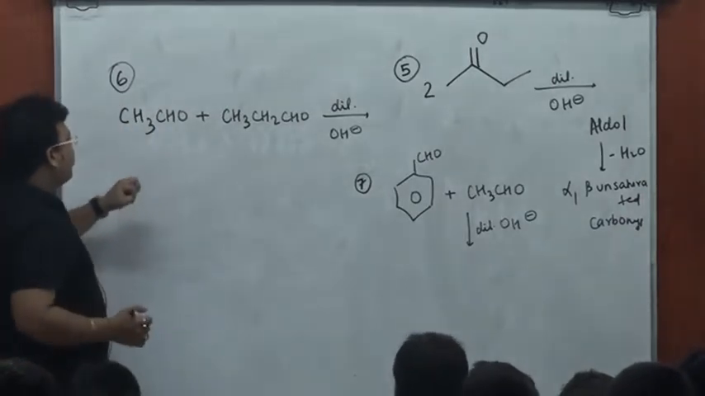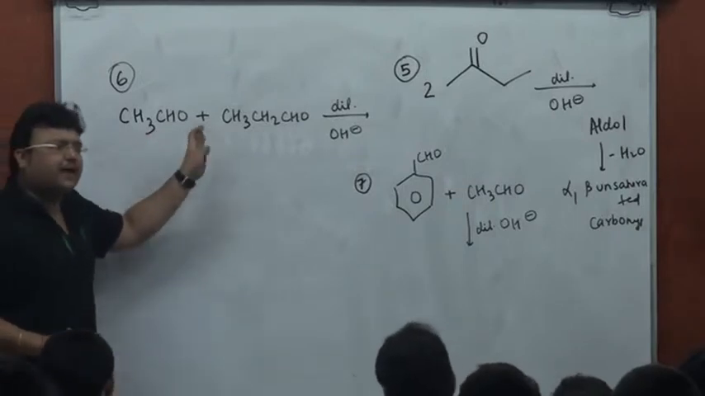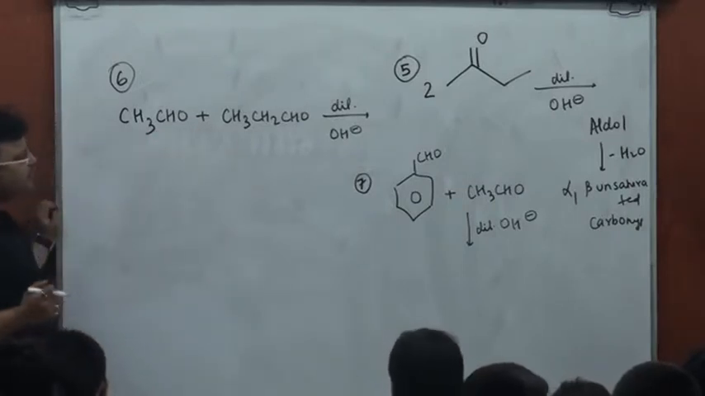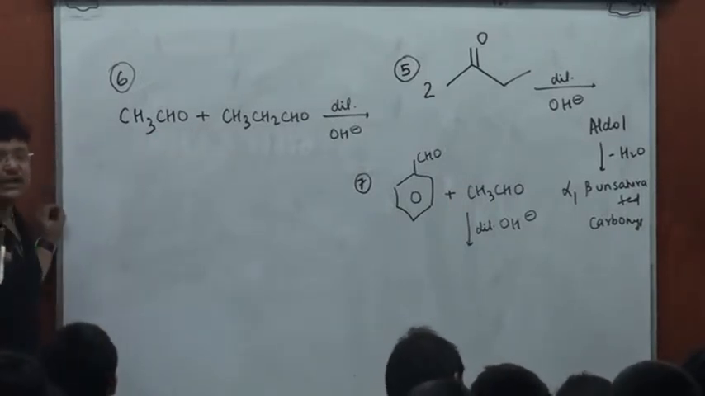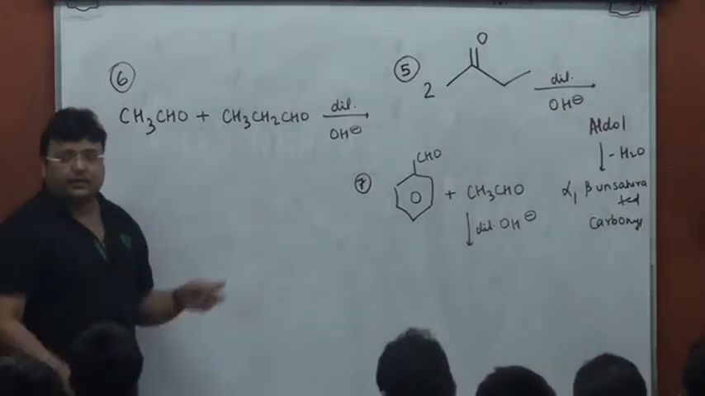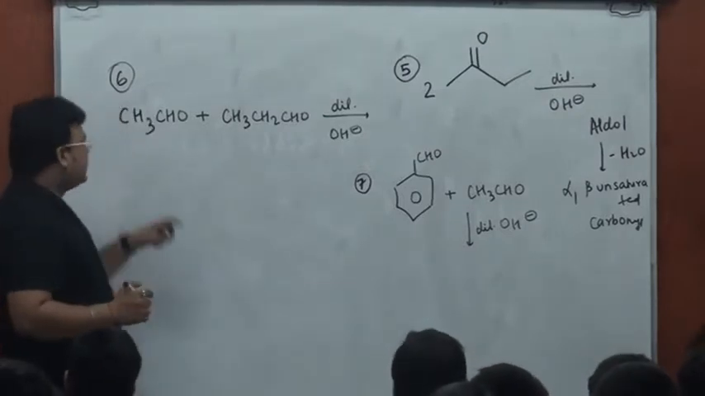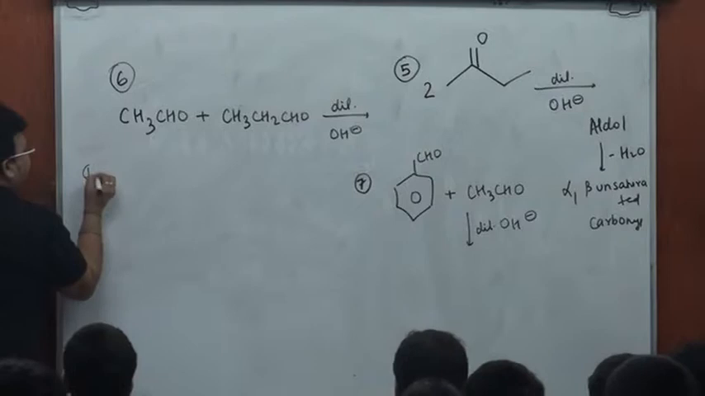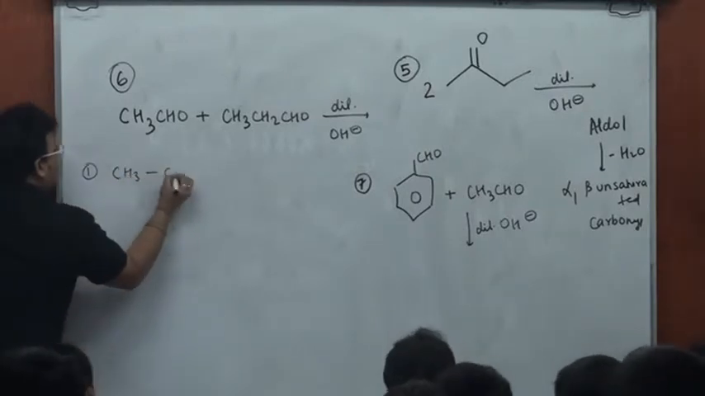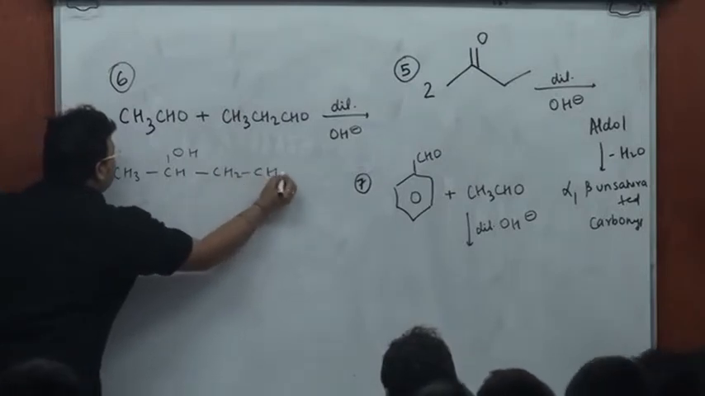So as you could see, if a mixture of carbonyls, ethanol and propanol is subjected to dilute OH minus, you will have two self-aldol products, both of them have alpha hydrogen, so you will have two self products and two cross products, yes or no? Now the two self products would be one CF3CHOH, CF2CHO, please be attentive.